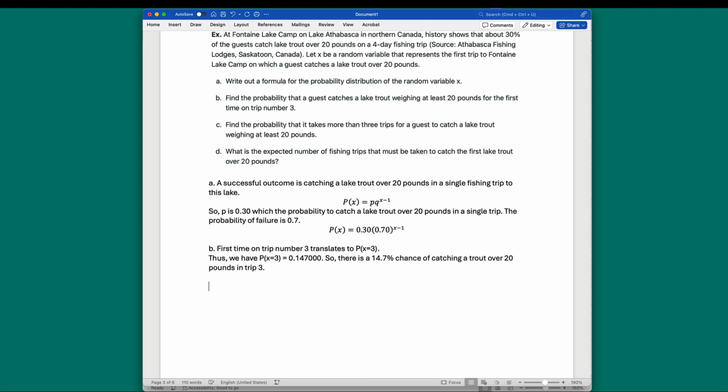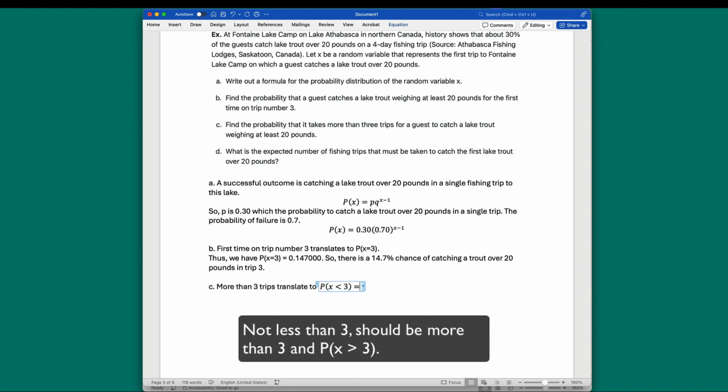Okay, C, find the probability that it takes more than 3 trips for a guest to catch a lake trout weighing at least 20 pounds. We identify that more than 3 trips translates to the probability that x is greater than 3, which means the probability of 4 plus the probability of 5 plus the probability of 6, and so on.